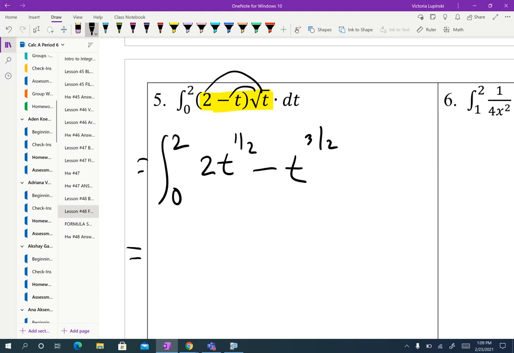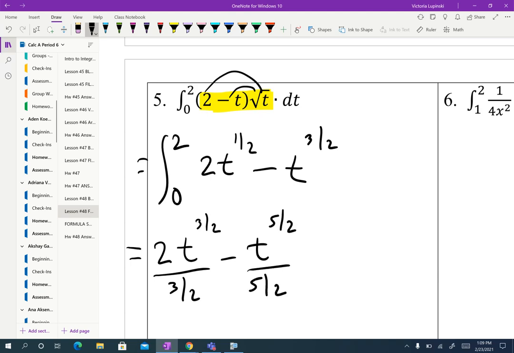Only now, once you're ready to go ahead and integrate, should you get rid of the symbol. So leave the 2, 1/2 to the 1 higher power, which would be 3/2. And then you're going to go ahead and divide by 3/2. Minus t to the 1 higher power would be 5/2. You're going to go ahead and divide by 5/2. If you go ahead and multiply by the reciprocal, you're going to get 4/3 t to the 3/2 minus 2/5 times t to the 5/2.